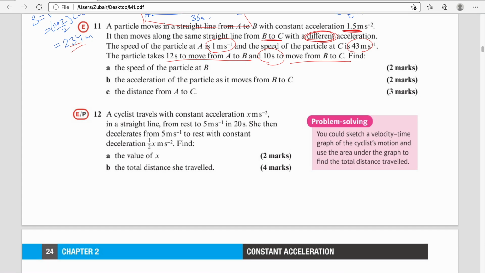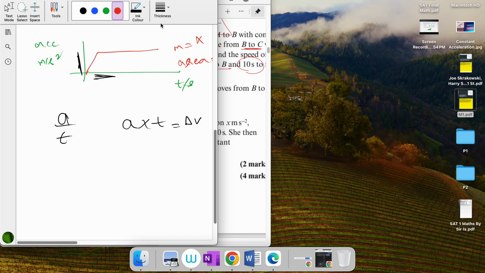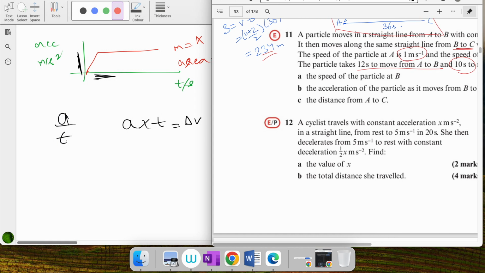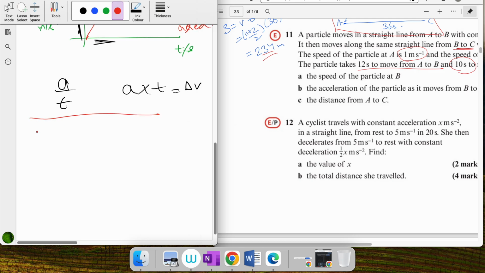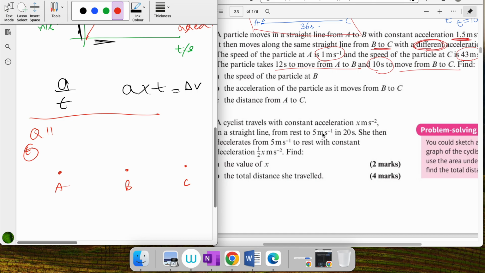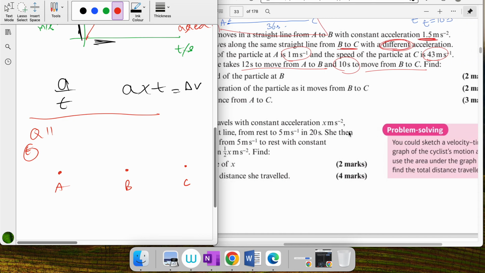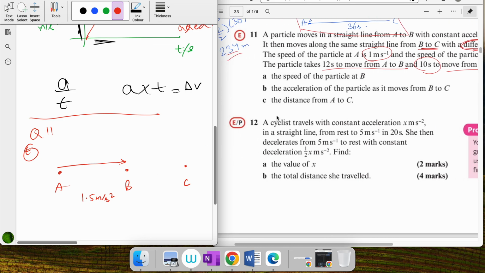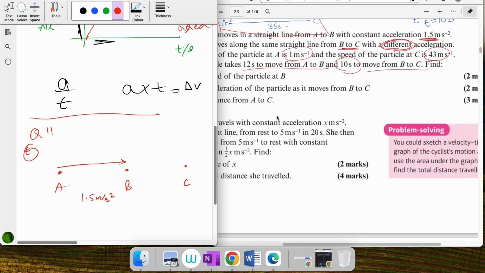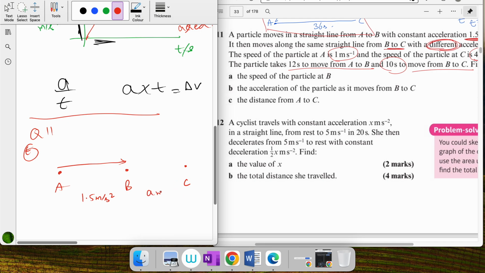Let me open a different writing space and quickly note down the given data. This is question 11, exam style question. Particle at A, at B, at C. The particle moves in a straight line from A to B at a constant acceleration of 1.5 meters per second square. It then moves along the same straight line from B to C with a different acceleration, and the new acceleration is 8 meters per second square.